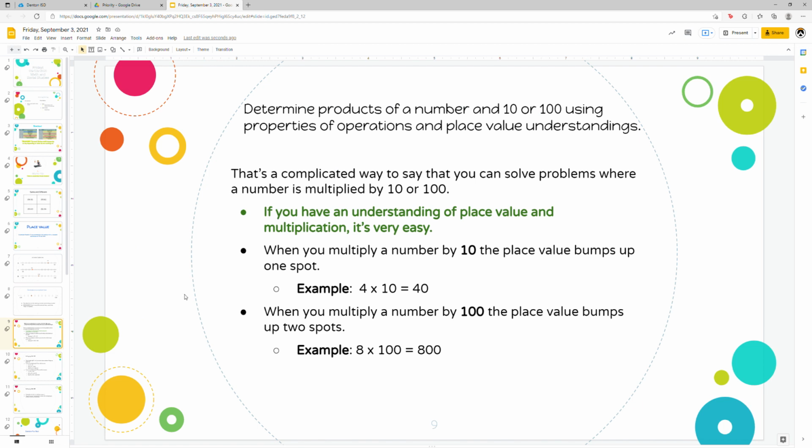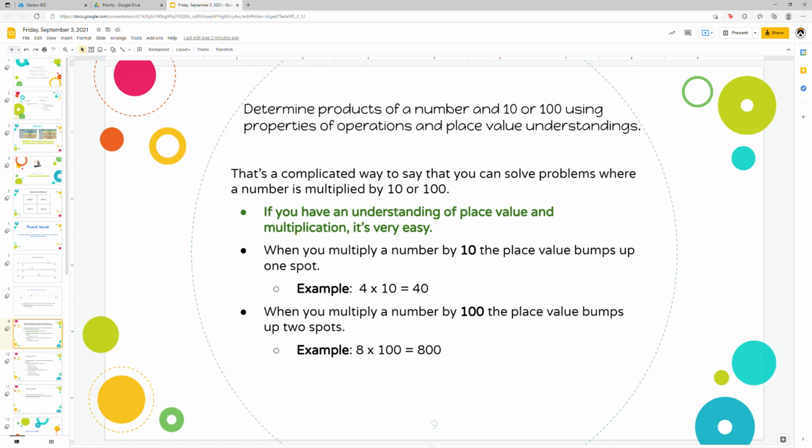All right, now let's move on to the important topic for today. We are determining products of a number and 10 or 100 using properties of operations and place value understandings. That's just a complicated way to say that you can solve problems where a number is multiplied by 10 or 100. So that's your goal. We want to be able to multiply any number by 10 or 100, and it's really simple multiplying by tens, hundreds, thousands, 10,000s. You'll see why in a second. So if you have an understanding of place value and a little about multiplication already, it's very easy.